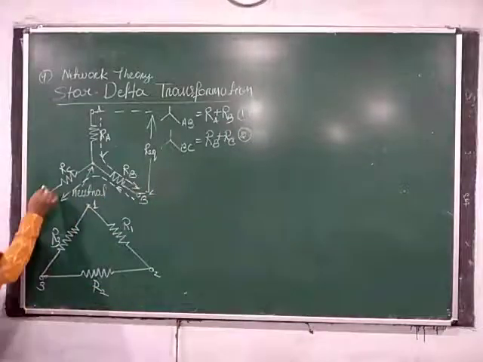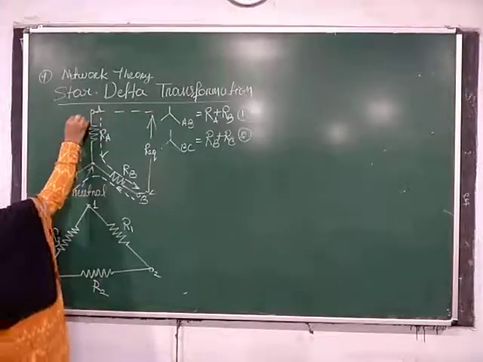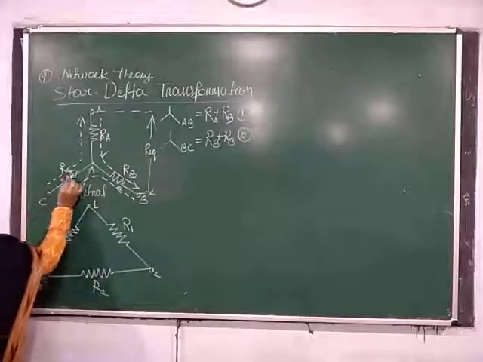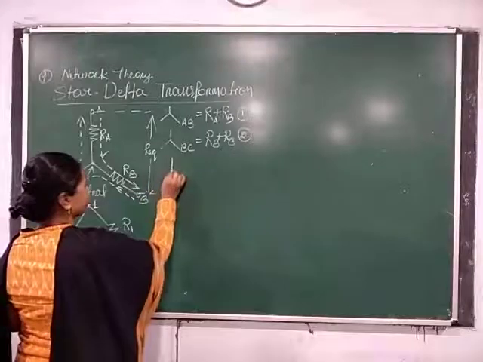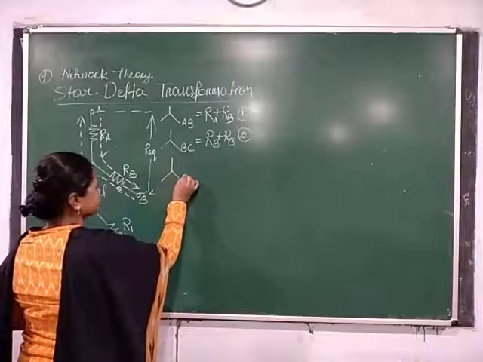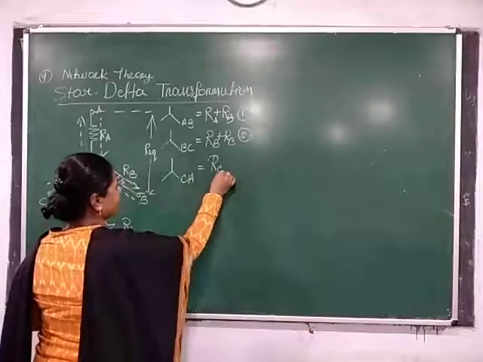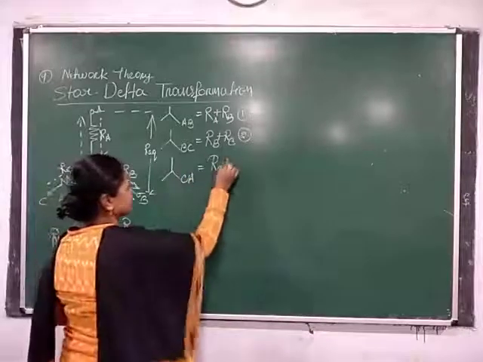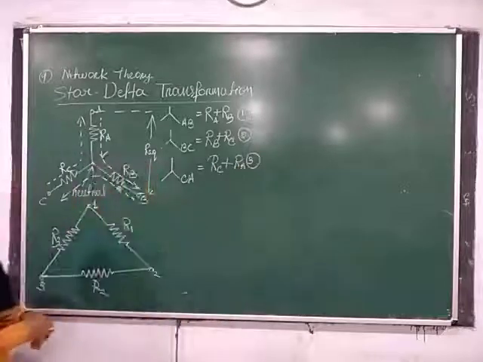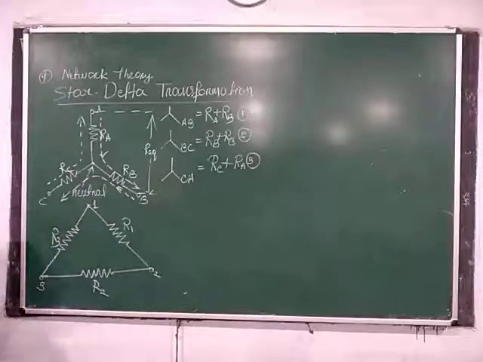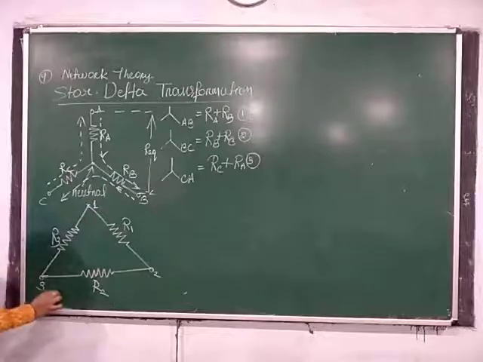Similarly, the equivalent resistance between terminals C and A. C and A are in series. So, in star connection, the resistance between the C and A terminals is the sum of the resistances RC and RA. Take it as equation number 3. Now you find the equivalent resistance between any two terminals in delta connection.